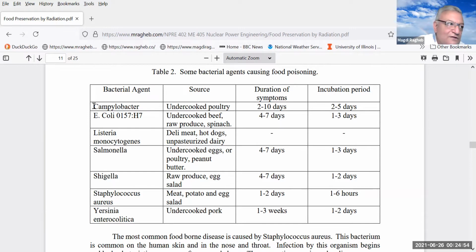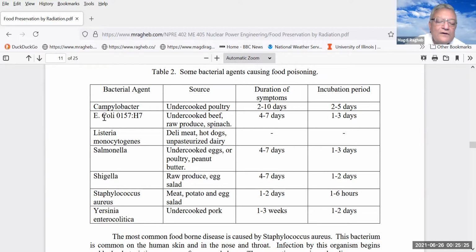There are lots of these sources of infection that we don't know about. This is what we know about. Campylobacter basically occurs in undercooked poultry. So if you use chicken cooked in the backyard, you have to really have it well cooked. You get an incubation period of 2 to 5 days, and then you get sick for 2 to 10 days.